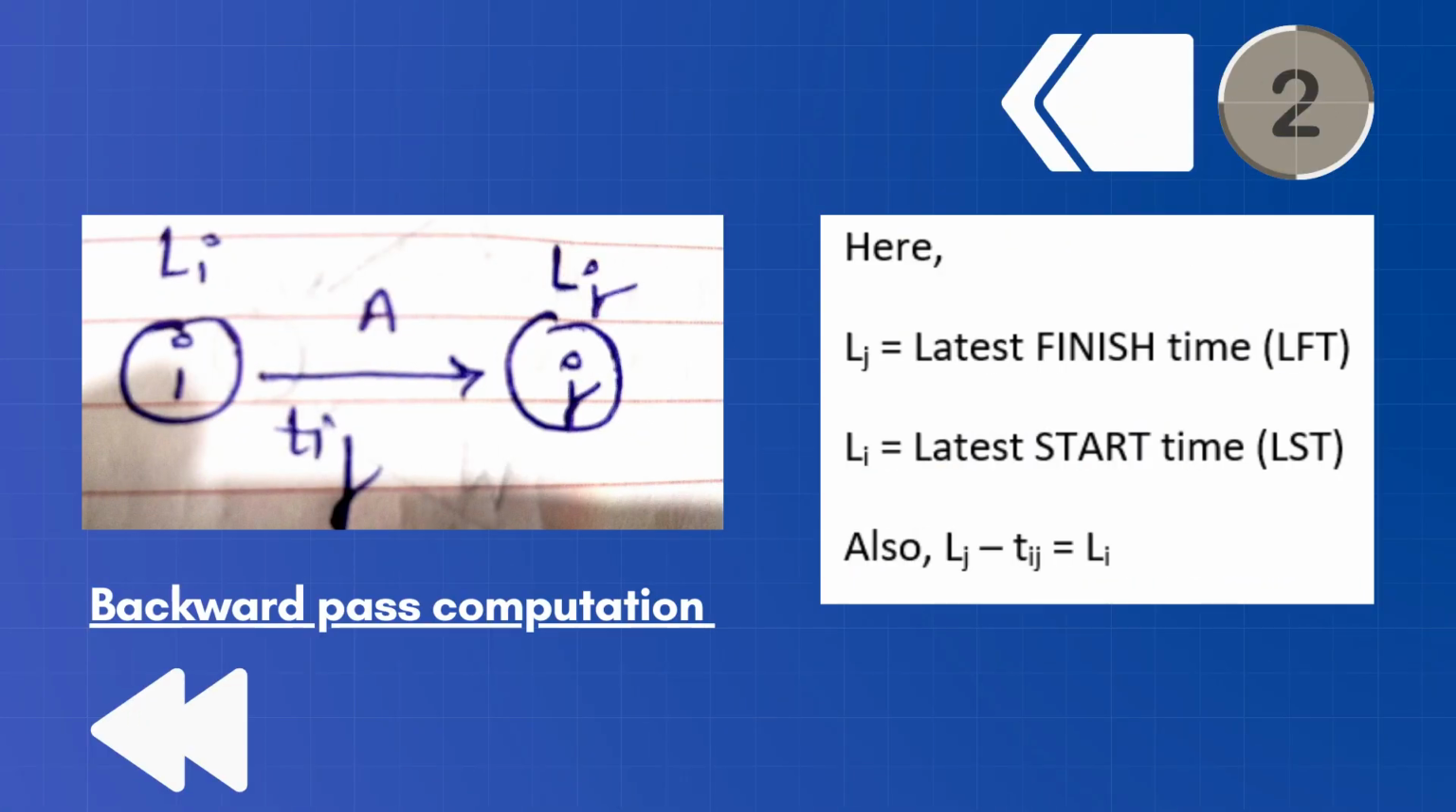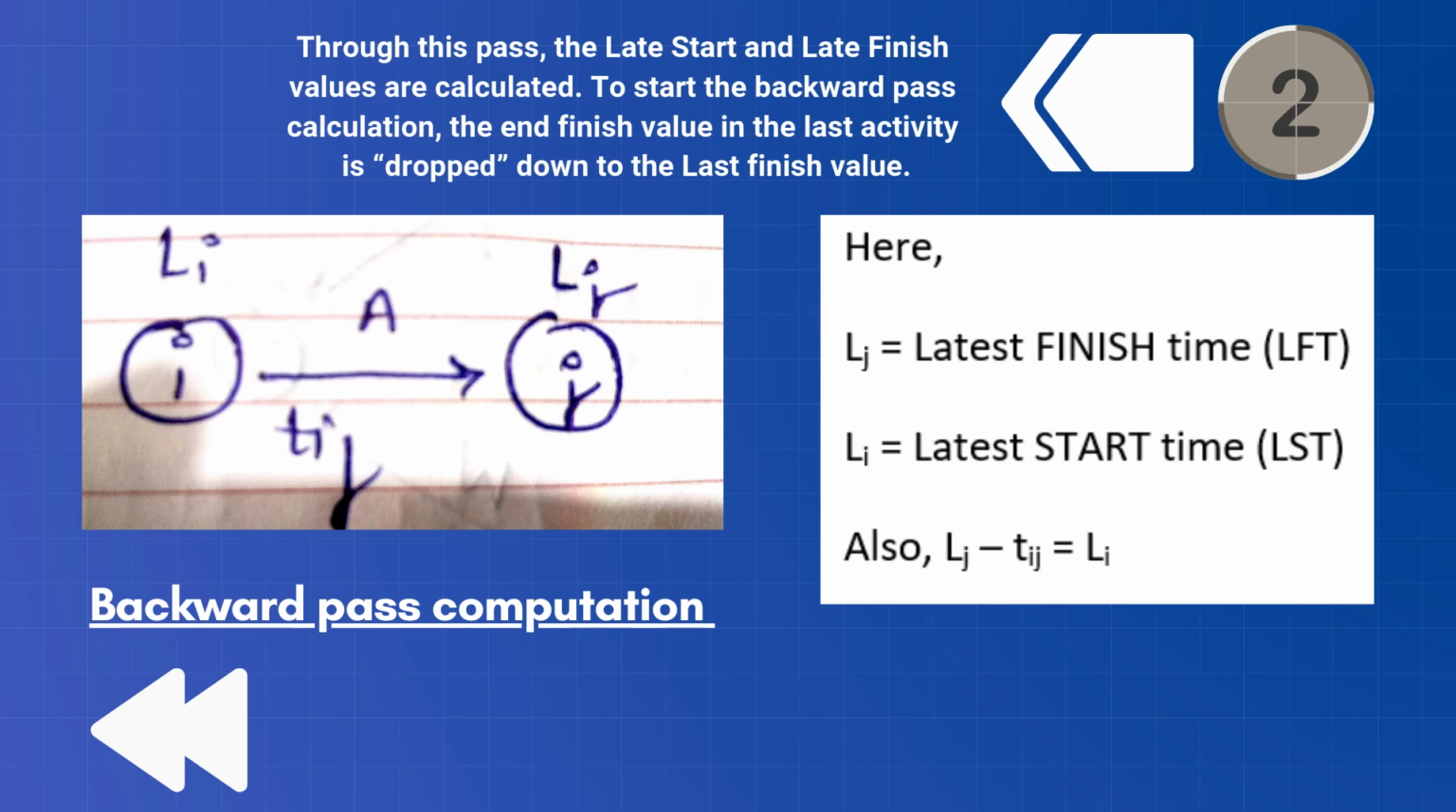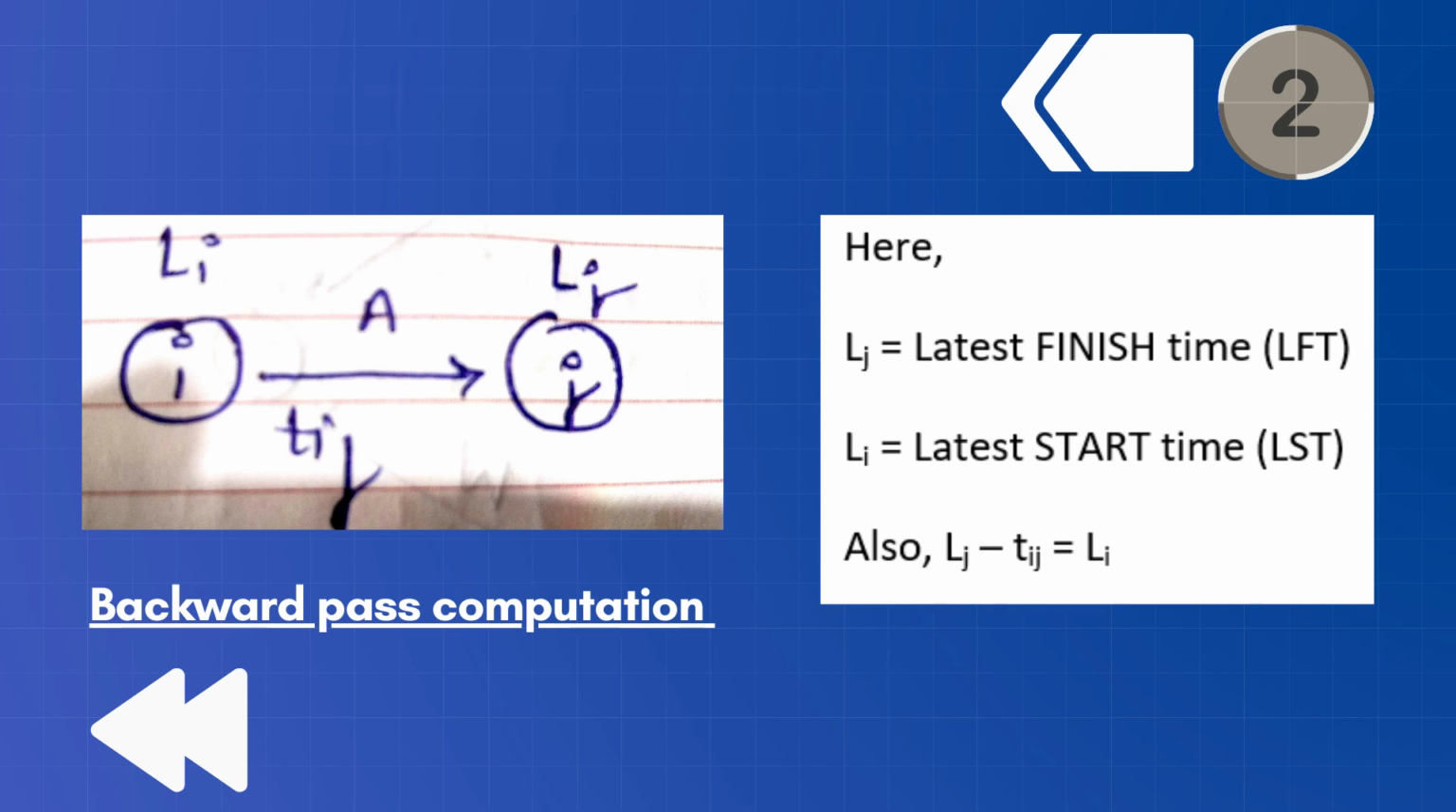Now for backward pass computation, we have a second step in the calculation. Through this pass, the late start and late finish values are calculated. To start the backward pass calculation, the end finish value in the last activity is dropped down to the last finish value. Here, Lj is the latest finish time or LFT and Li is the latest start time or LST. In this case, Lj minus Tij should be equal to Li.